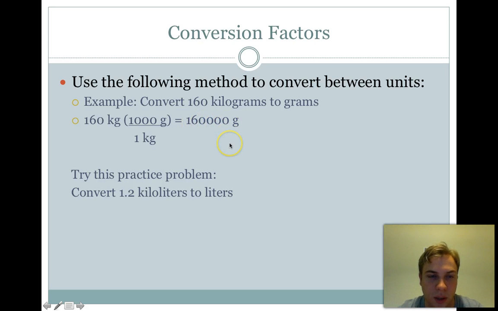Now watch what happens to the unit. The kilograms will cancel out because I have 1 on top and I have 1 on the bottom, and the only unit I'm left with is grams. So in 160 kilograms, there are 160,000 grams. Try this practice problem on your own. Convert 1.2 kiloliters to liters.